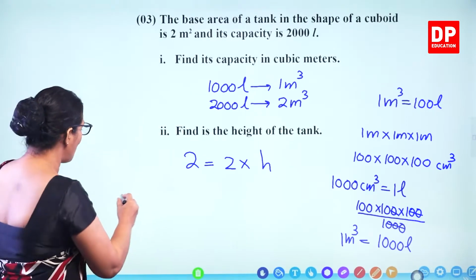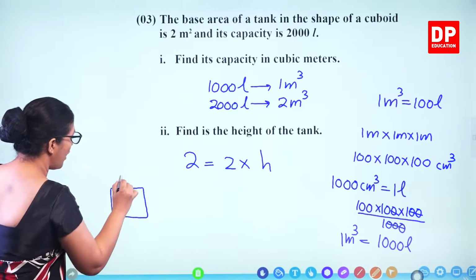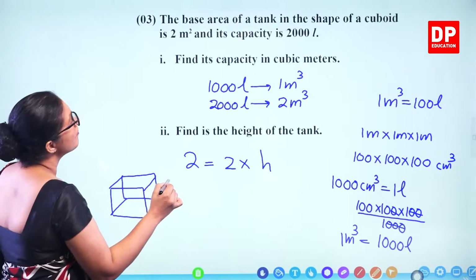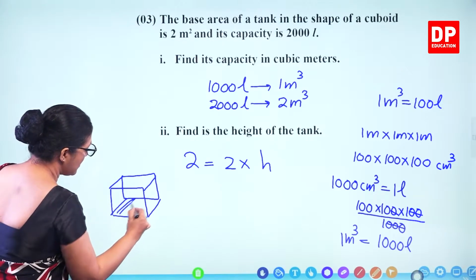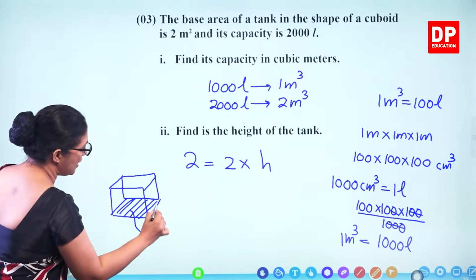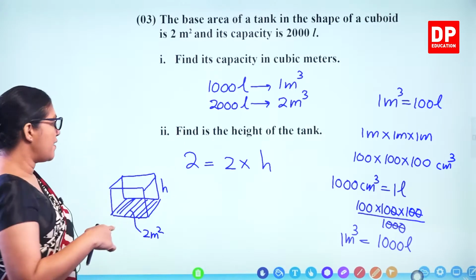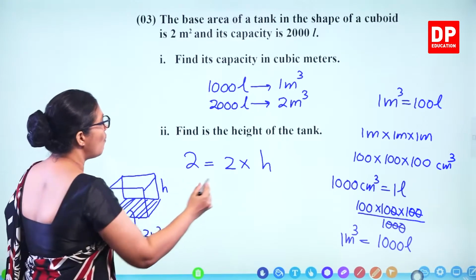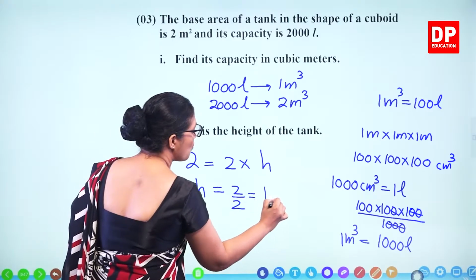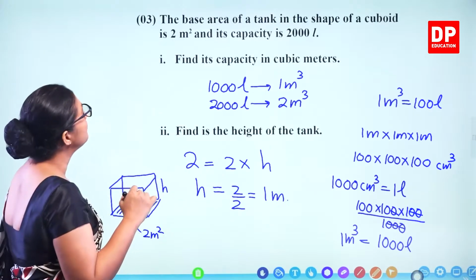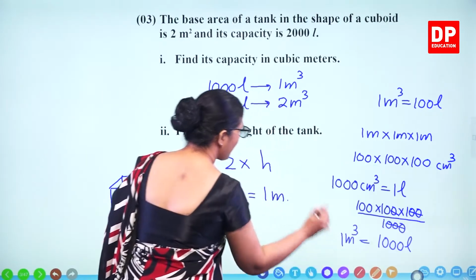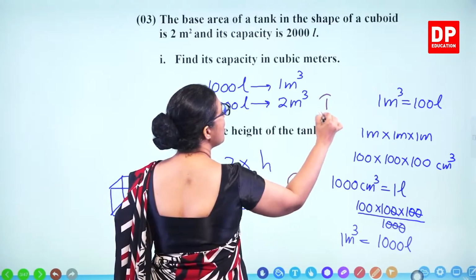Base area is given. So when you take the cuboid, this is the base area. So base area is 2 square meter. So base area into height is volume. So you get H equals 2 divided by 2, that's 1 meter. So 2 marks for that. 1 mark here and 1 mark for this part.